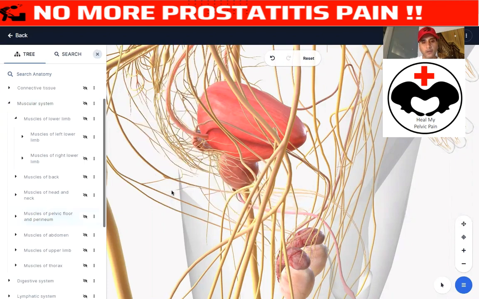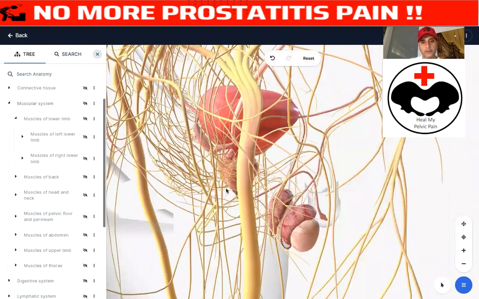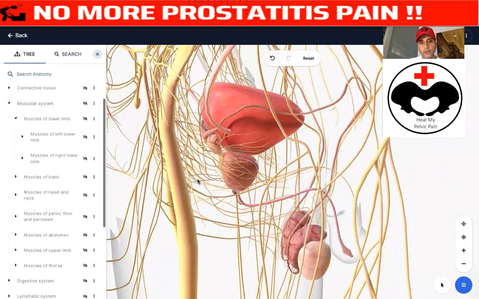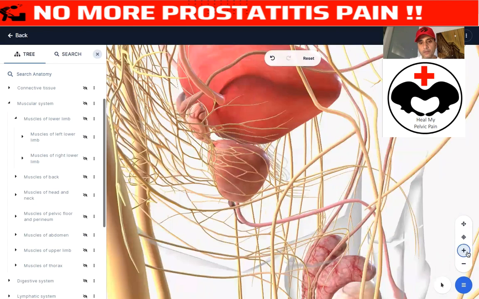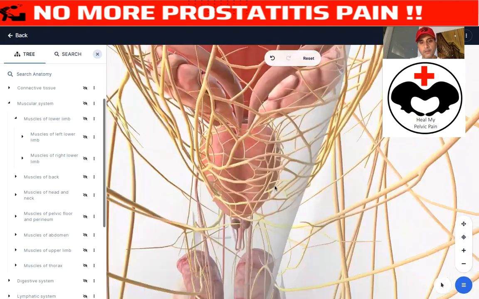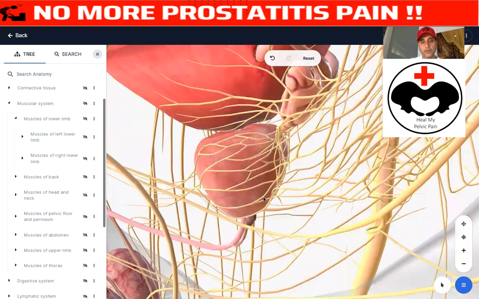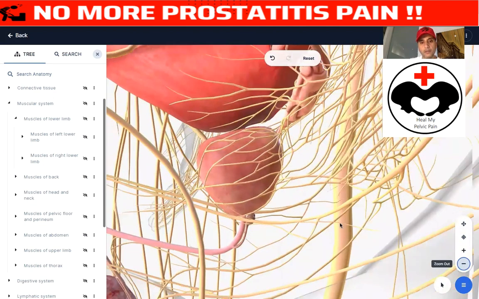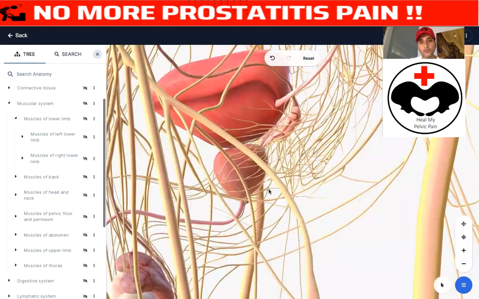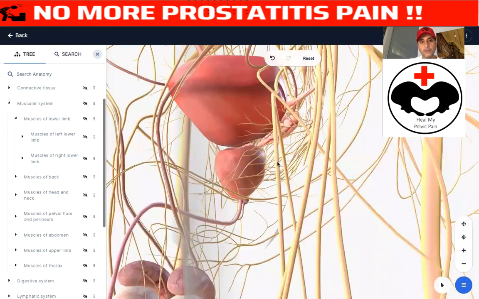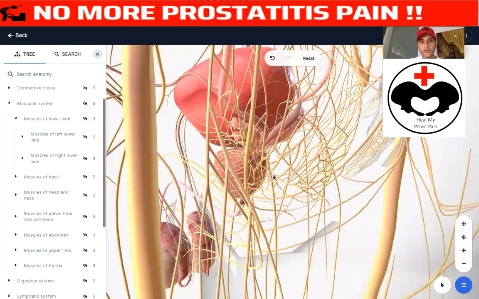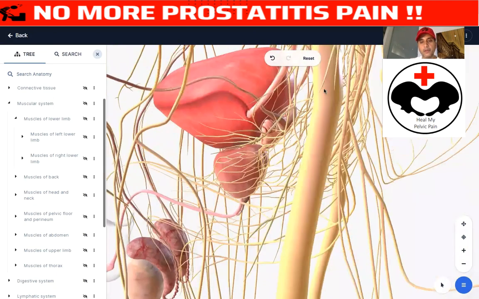So here I removed the pelvic floor, and you can see the nerves that are surrounding the prostate. Even though it's a very small organ, look at the number of nerves surrounding it, as well as the bladder. And why is that? Because this is a very sensitive organ and it plays a big role in sexual health, and the area is very sensitive. And you can see that the network of the nerves is very extensive.